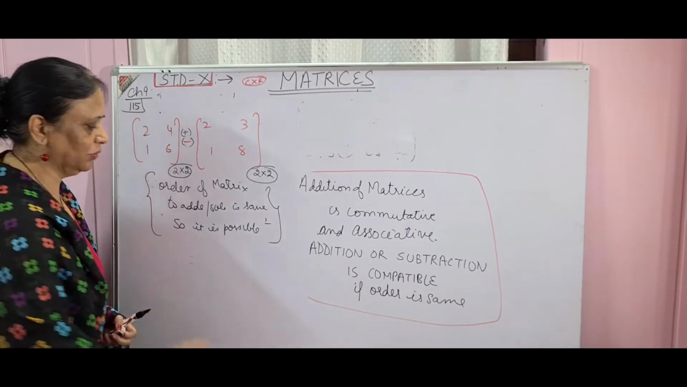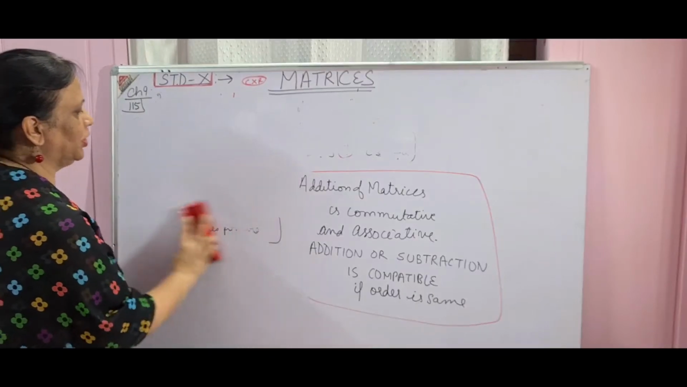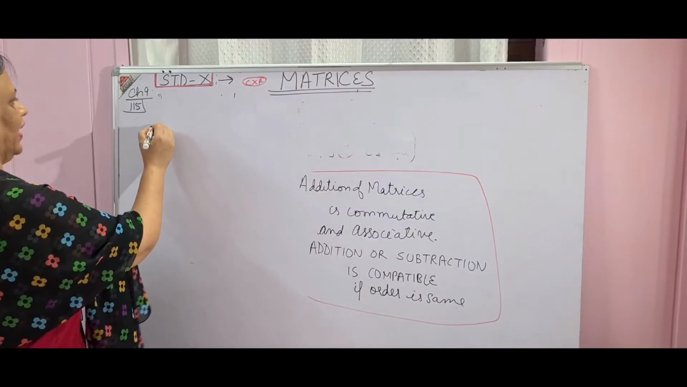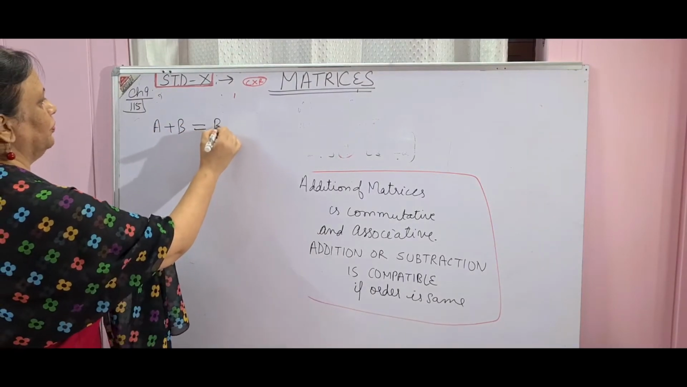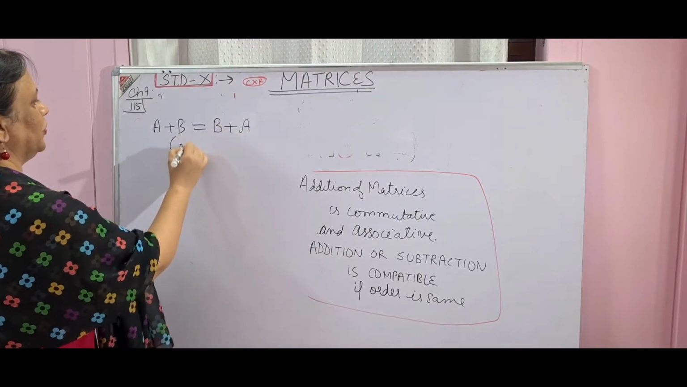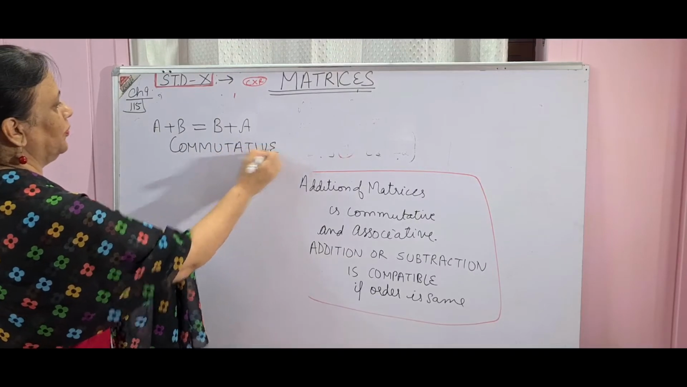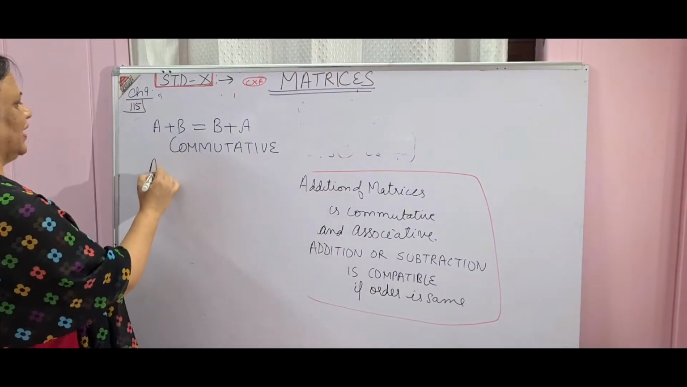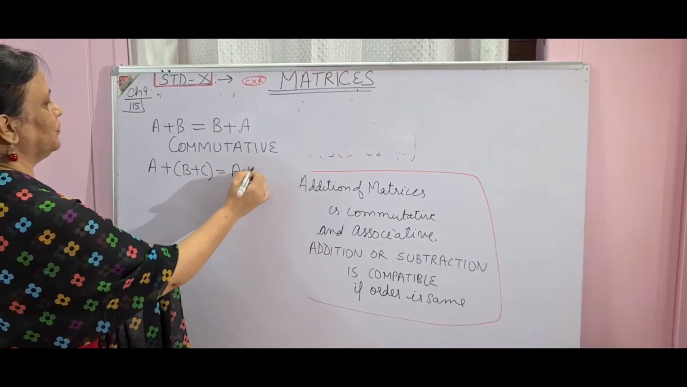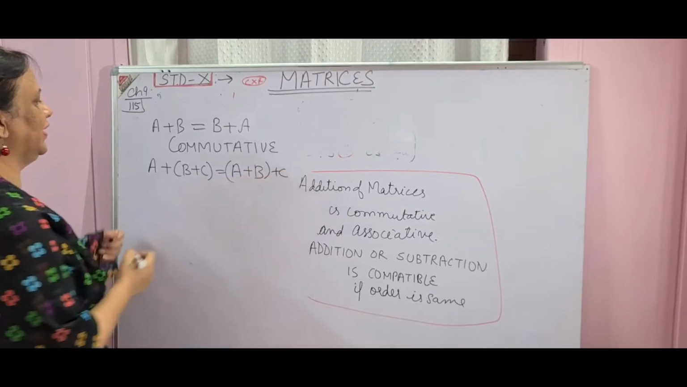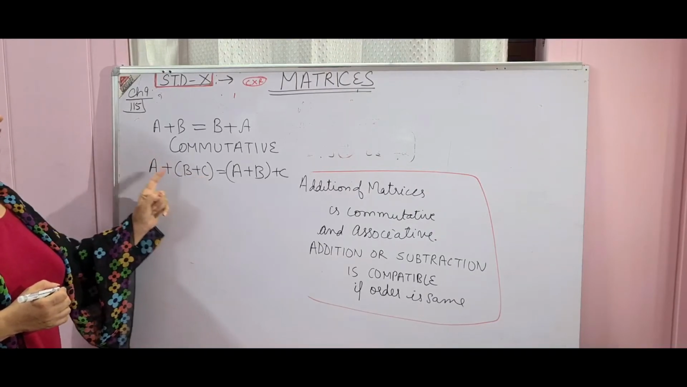So moving to the next part. I have to tell you that addition of matrices, that means if I add A plus B, this is always equal to B plus A. That means it is commutative. You have learned this in the lower classes. So addition of matrices is commutative as well as associative. A plus B plus C is equal to A plus B plus C. What does it mean? It means that first you will add B plus C, then you will add that to A, and this should be equal to the right hand side.